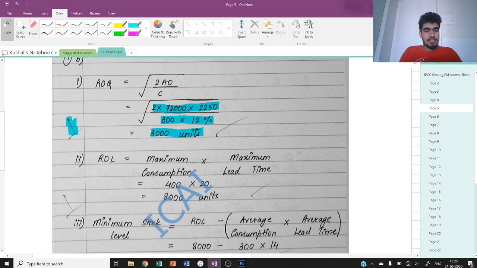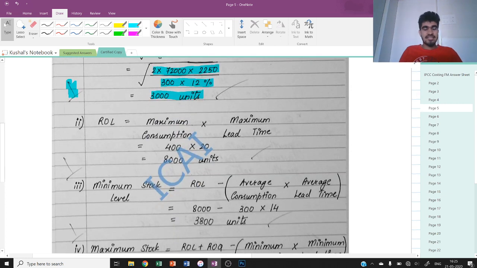Then ROL. ROL is what? Maximum consumption into maximum lead time. So that is the reorder level. At 8000 units, the interpretation is that at 8000 units, you'll have to reorder once again. So maximum consumption is given in the question, maximum lead time is given in the question. You simply have to substitute both the amounts to fetch 1 mark.